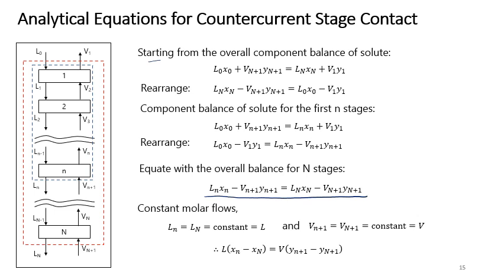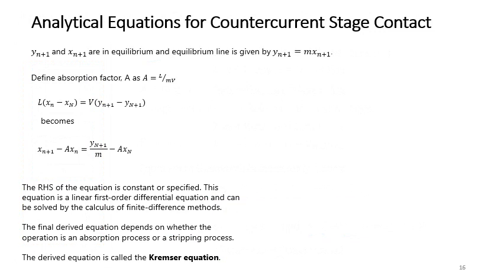And then we assume constant molar flows, or constant molar overflow, like what we did in distillation previously. So the flow rate of liquids are the same and the flow rate of vapors are the same throughout the column. So instead of L_n and V_n, you can just use L and V without the subscript. Now if y_{n+1} and x_{n+1} are in equilibrium, and the equilibrium line is a straight line, it is given by y equals m x, with n plus 1 as the subscript. Now I would like to introduce a new definition, the absorption factor, defined as A equals L over mV, with m being the gradient of the equilibrium line.